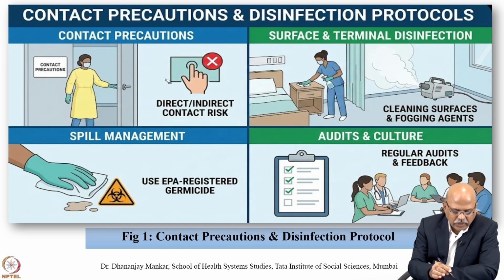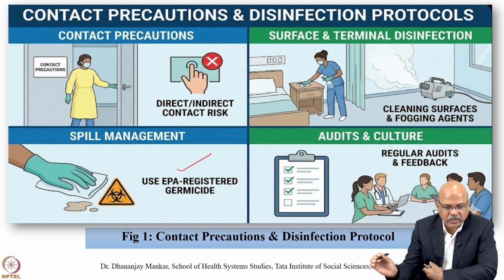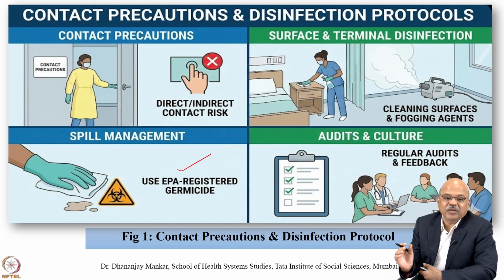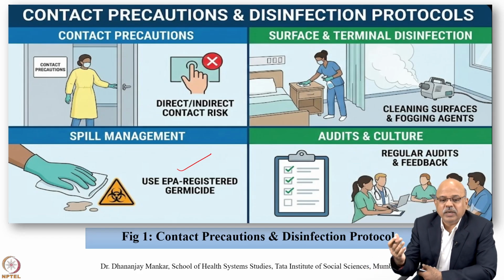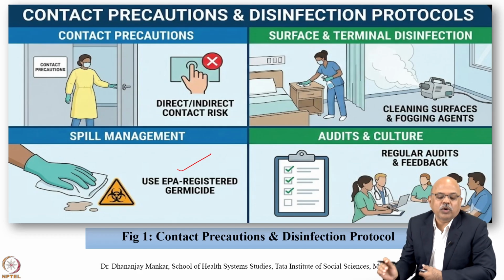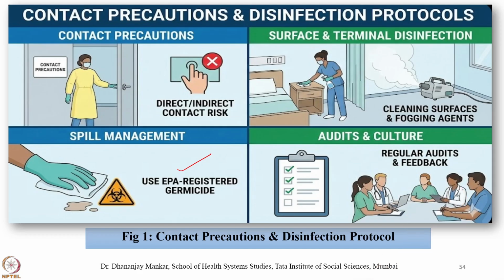In the third, the spill management, we have discussed that you should use an EPA registered germicide, which is very important when it is more a concern of environment protection. This can even be applicable to other industries that face spill management issues like what we are facing in healthcare. And no doubt we need to see the audits and the quality culture.